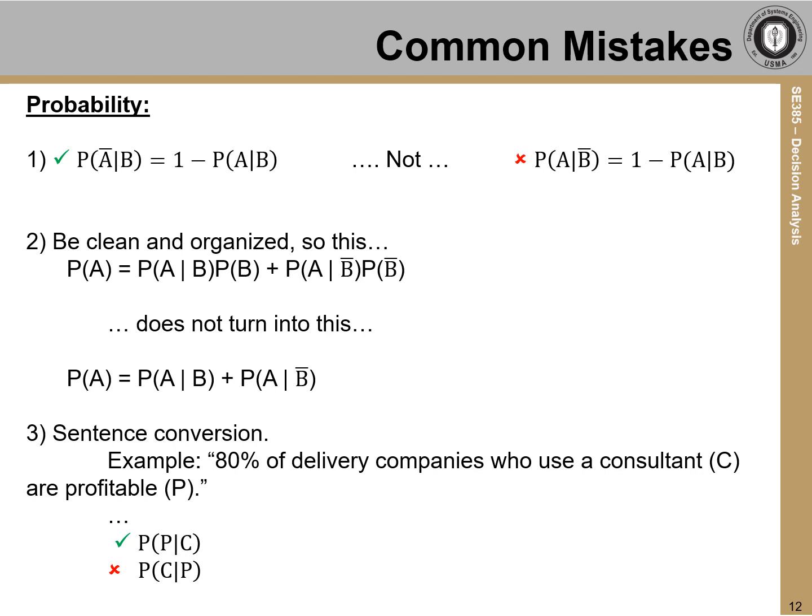The third common mistake that we saw was students weren't reading the sentences completely. So, for example, 80% of delivery companies who use a consultant are profitable. Well, that's saying the probability of a profit given a consultant is going to be 80%, or 0.8. We're not saying the probability of using a consultant given a profit is 80%. That's not what we're saying. The probability of a profit given the use of a consultant is 80%.